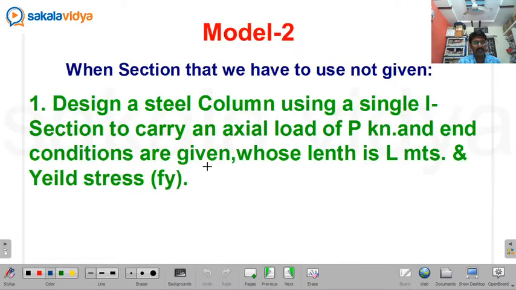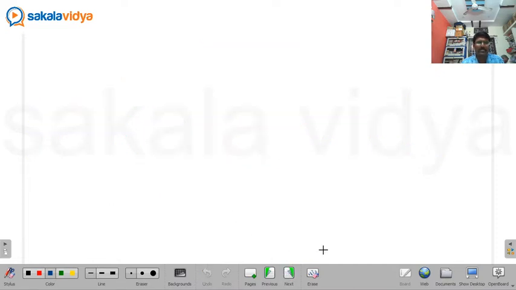So let us see one of the important models in our design of compression members, that is model number 2. Design a steel column using a single I section to carry an axial load of P kilonewtons. End conditions are given, whose length is L meters and yield stress is Fy. So what is the difference between model number 1 and model number 2?